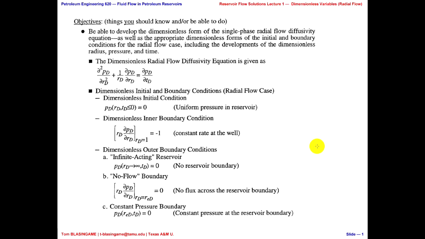What's the pressure drop at time equals 0? 0. So we will use pressure drop instead of pressure, and that way we will always have a condition where the pressure drop, or the dimensionless pressure drop, at time equals 0 or dimensionless time equals 0 is 0.